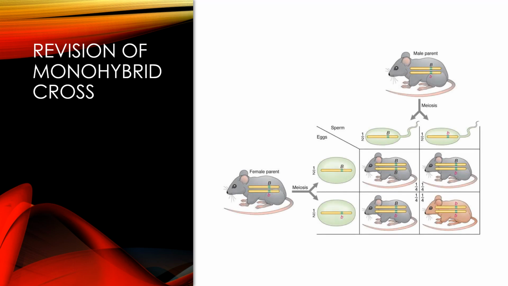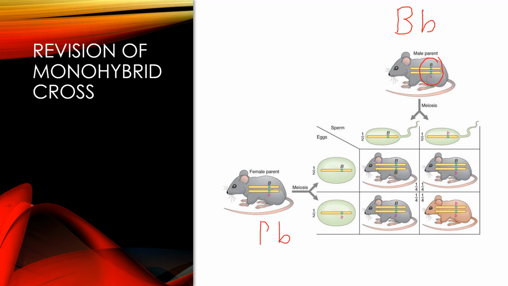Let's talk a bit about monohybrid inheritance, just to revise. Here we have a nice example of monohybrid inheritance. Again, we have two mice, two grey mice. If you look closely on the slide, the genotype of this mouse is capital B and a small b. And down here as well, the genotype is capital B and a small b.